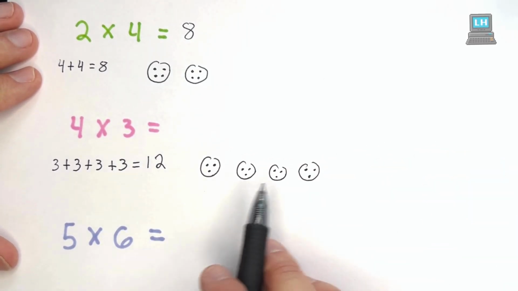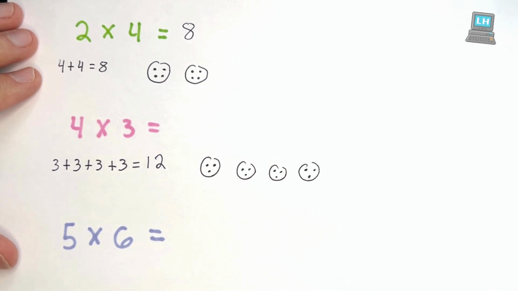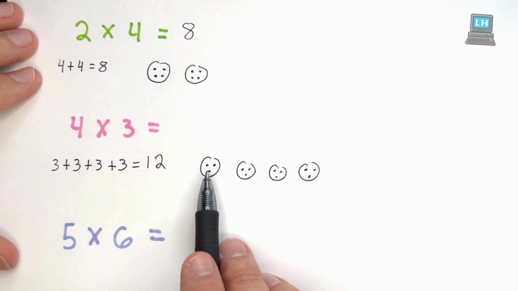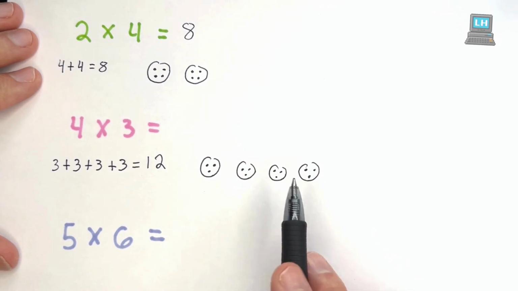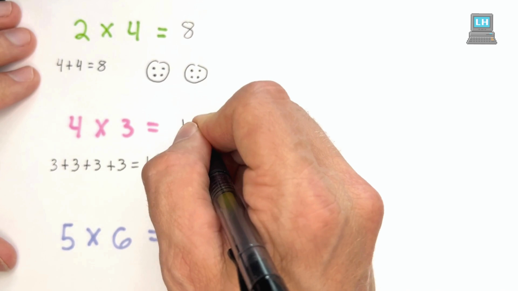Okay, they look like weird little faces, but that's how it is. Okay, how many little dots do I have in there? 1, 2, 3, 4, 5, 6, 7, 8, 9, 10, 11, 12. Oh, I have 12 dots.